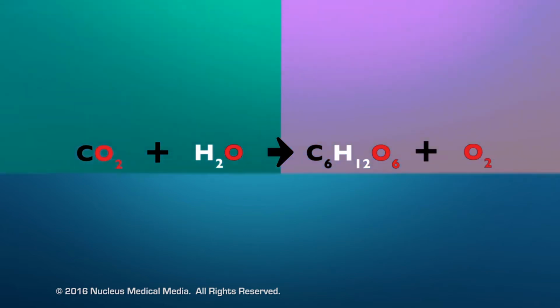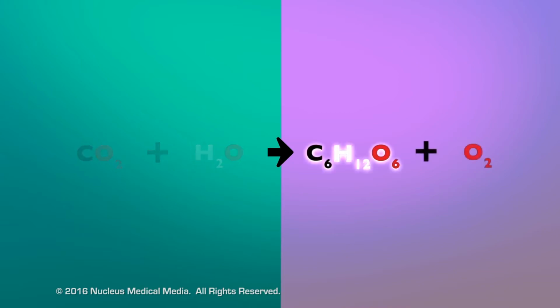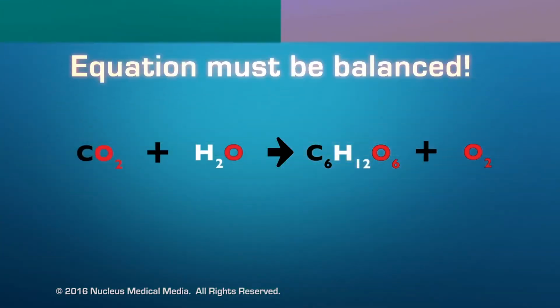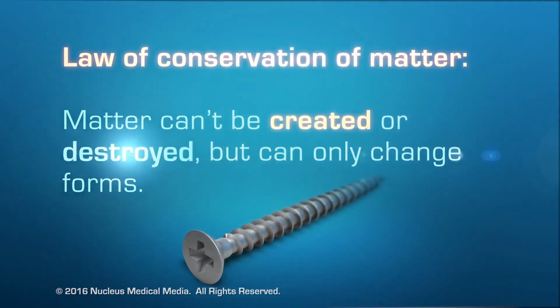In this reaction, the chemical formulas for the reactants are CO2 for carbon dioxide and H2O for water. The chemical formulas for the products are C6H12O6 for glucose and O2 for oxygen. We're not done yet because the equation is not balanced. This is necessary due to the law of conservation of matter. It states that matter can't be created or destroyed, but can only change forms.